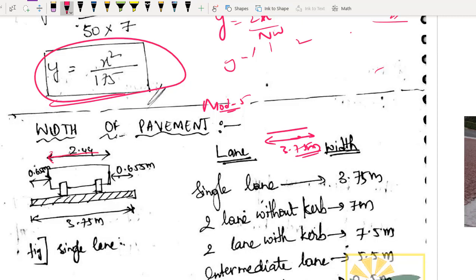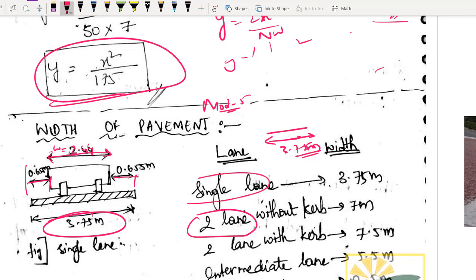Because basically if you are taking a vehicle, four-wheeler, generally it will be having a width of 2.44 meter, ठीक है? On either side we leave a gap of 0.675. You did not remember it, but just remember the addition वाला amount, 3.75 meter. But if you are having two-way lane, ठीक है, this is a single lane. If you have two lane, then that will be 7 meters.